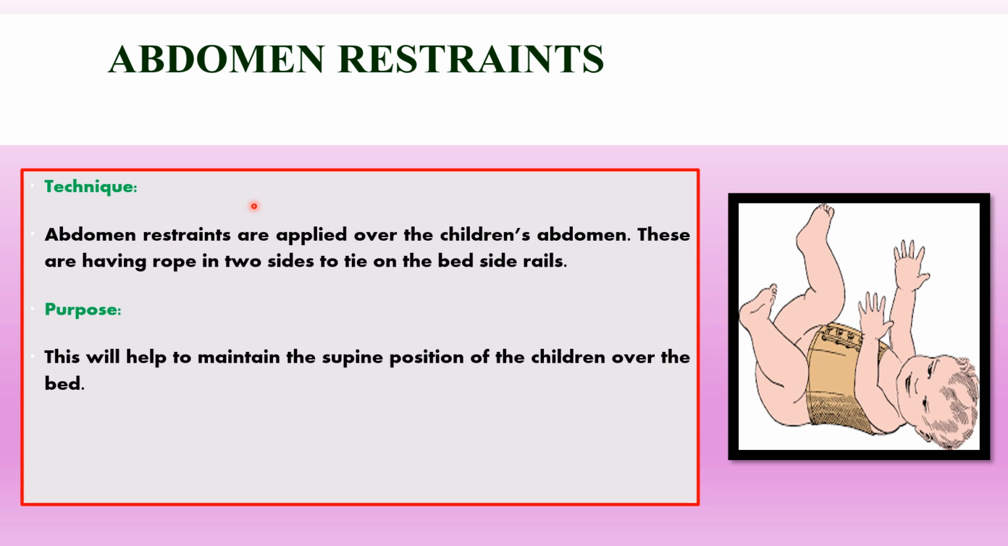This is about abdomen restraint. Abdomen restraints can be applied over the children's abdomen. These have ropes on 2 sides like here. And after keeping the baby over the abdomen restraint, we can tie it on the bedside rails. What is the purpose? This will help to maintain the supine position of the children over the bed. This is the main purpose of the abdomen restraint.